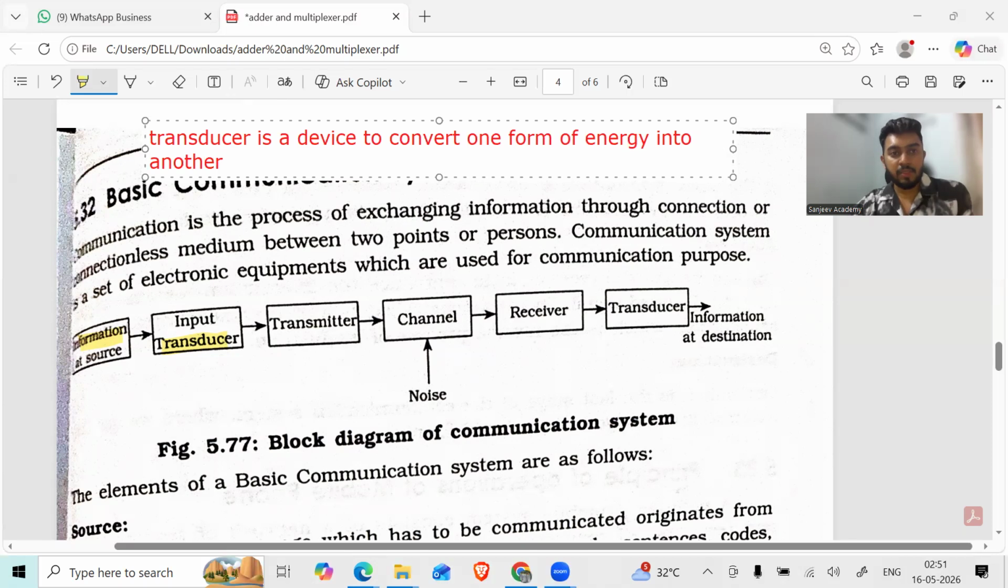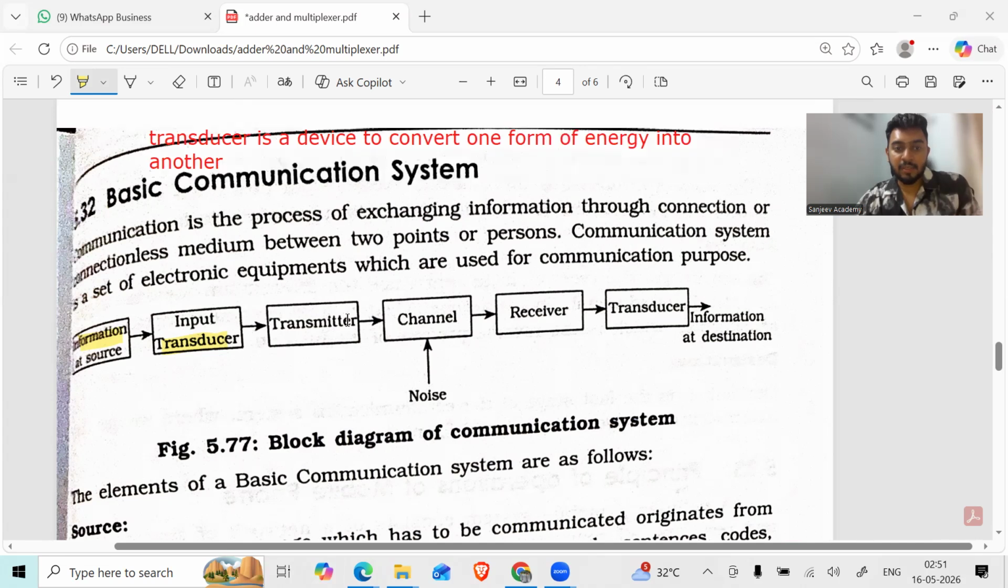So which means, let's take the tube light. What energy to what energy? Electrical to light. Loudspeaker, electrical to sound. So all are transducers. Now here, what I'm speaking is voice signals, right? Correct. But will the computer understand that? No. So it will convert that voice signal to an electrical signal.